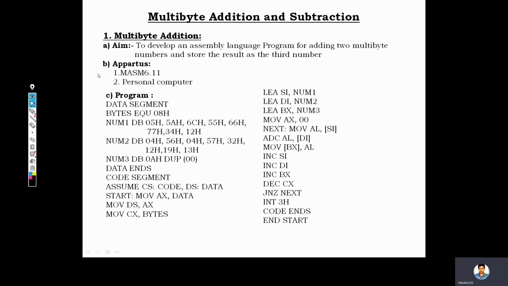The tool I am using here is MASM 611. MASM stands for Microsoft Assembler, and its version is 6.11. We are using it on a computer. It is a software tool we use to develop this program. The program is completely written in 8086 assembly language, so the syntax is fully compatible with the 8086 microprocessor.